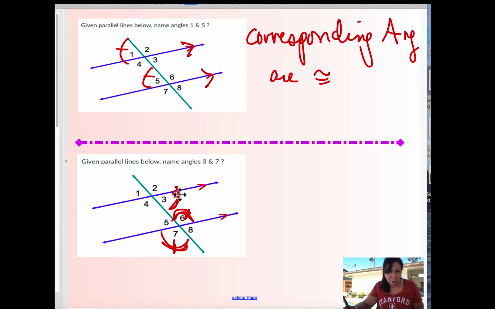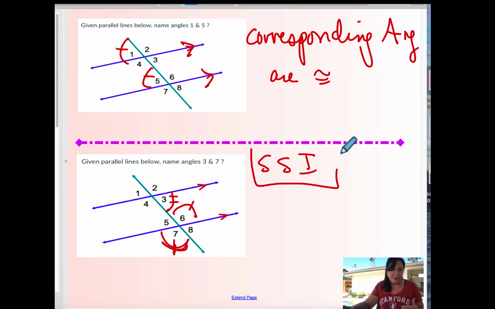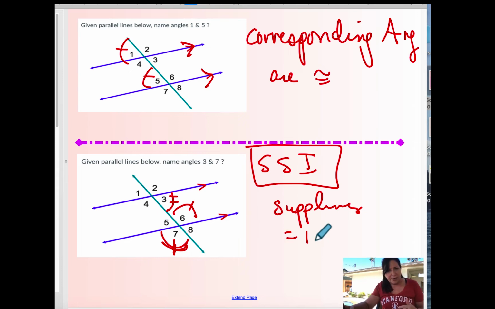3 is not congruent to 6, so I would put like double bar or single bar. So like 7, single bar, congruent to 6, vertical angles. But 3 is not congruent to 6 because those are what we call same side interior angles. And same side interior angles are always supplementary, which means that they add up to 180 degrees. So they are definitely supplementary.